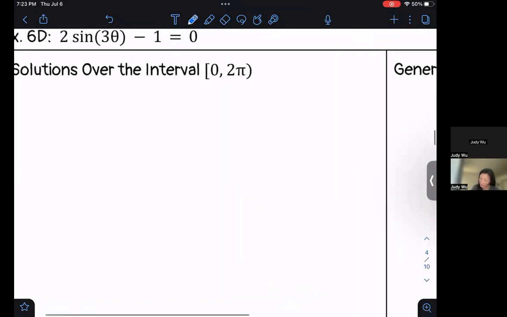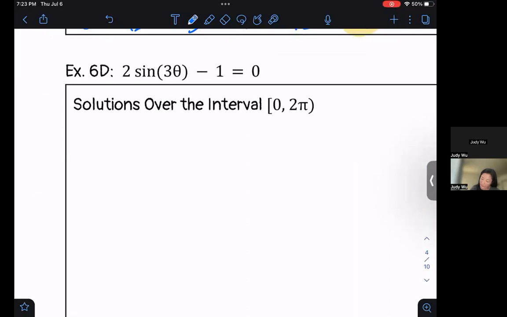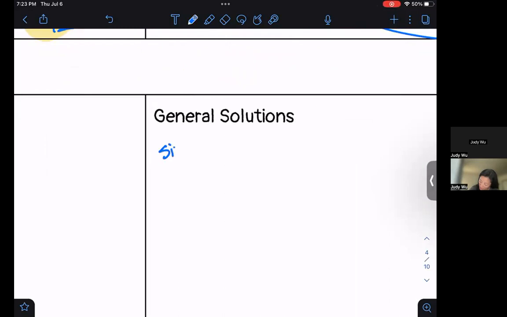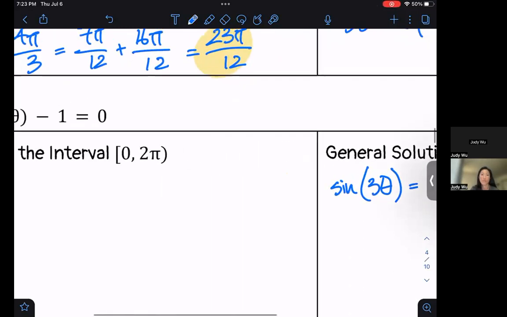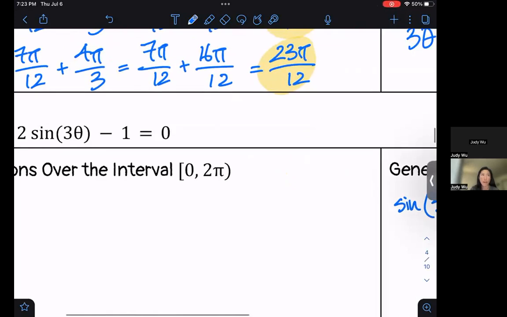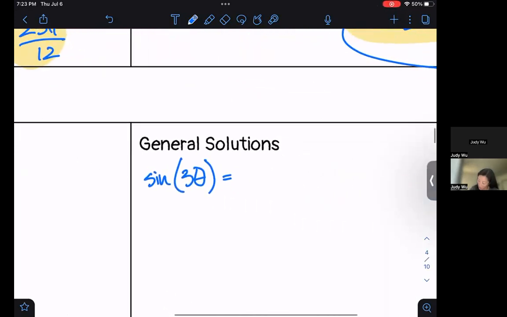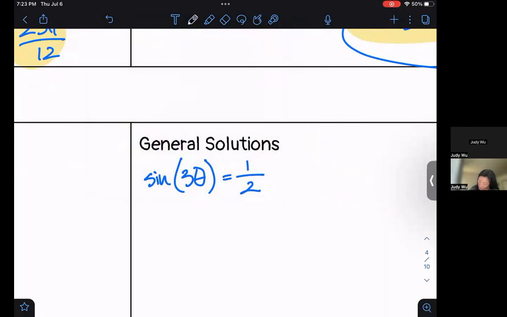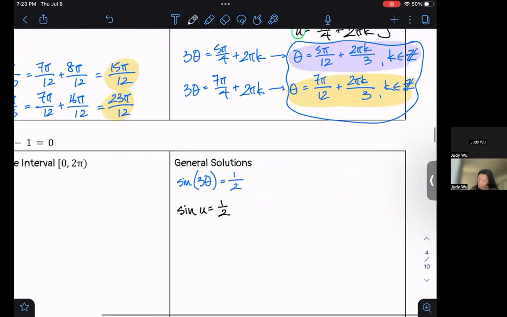All right, first things first, I'm going to add 1 to both sides, and then I'm going to divide by 2. So let's do that over here. That will give me sine of 3 theta. Let's see, I said I was going to add 1 and divide by 2. So add 1, divide by 2. And now I'm going to do my u substitution. So really, I'm thinking sine u equals 1/2.